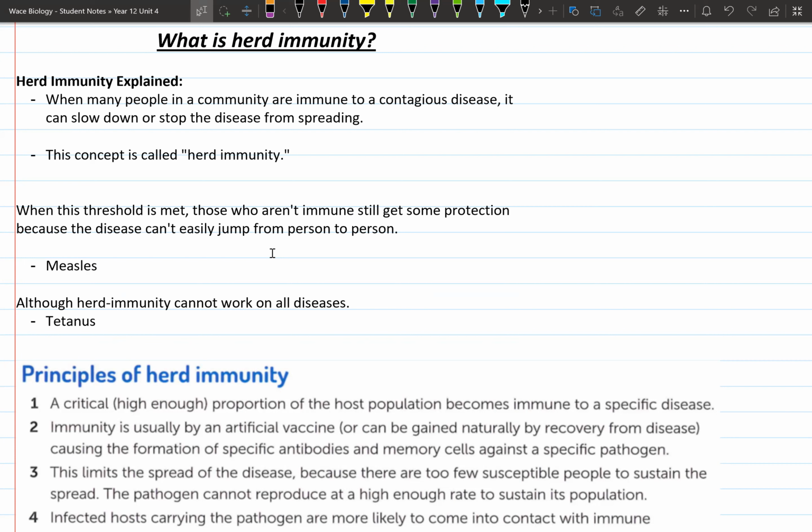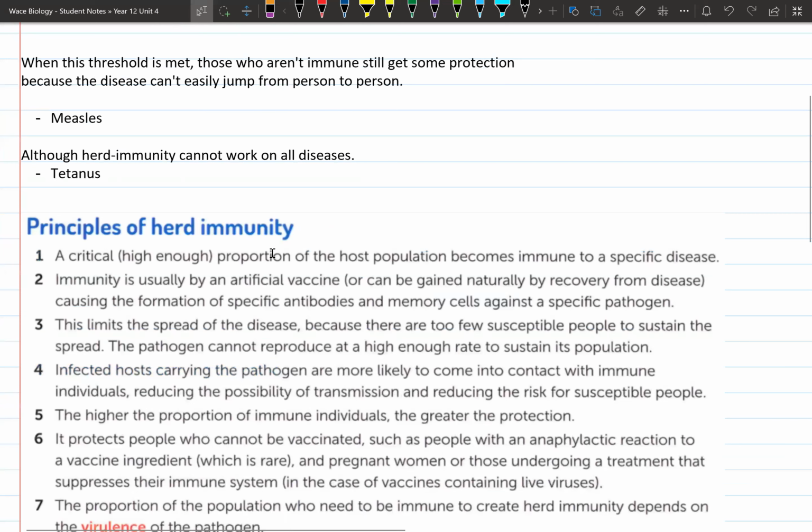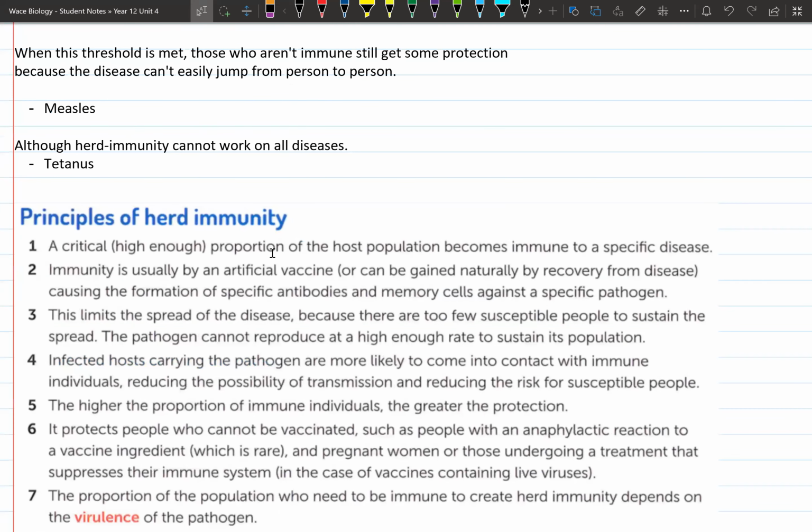Okay. Essentially, it's whenever many people in the community are immune to a contagious disease to slow it down or completely stop it. Right? This is called herd immunity. Now, individually, you don't get affected if you're vaccinated, right? It doesn't really help you in that sense. But for the greater good of the community, it does help slow the spread down, right?